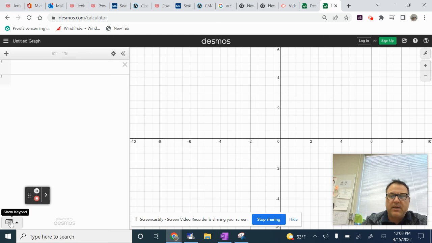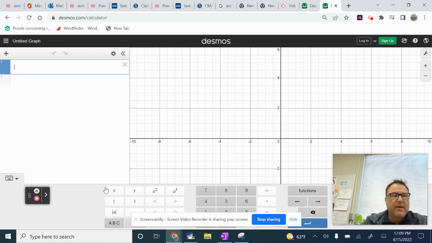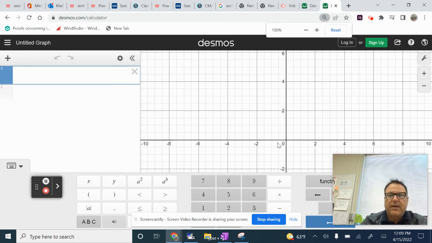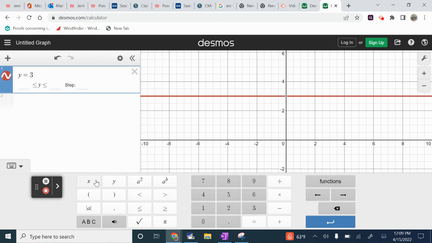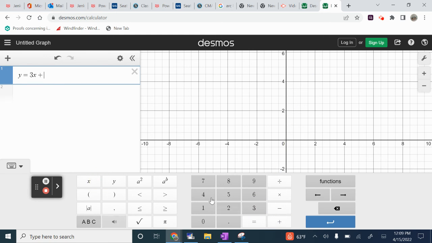I have this little keyboard right here. I like to use that keyboard. So now I'm going to enter it in with that keyboard really quick. Let me get rid of my face, I don't need my face anymore. My first equation is y equals 3x plus 5. So I hit y, equals, 3x plus 5. Okay, now there's the graph.